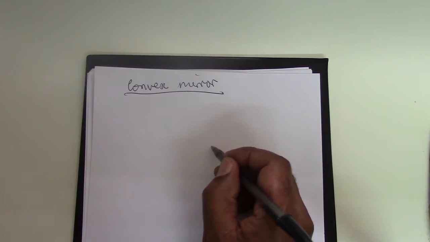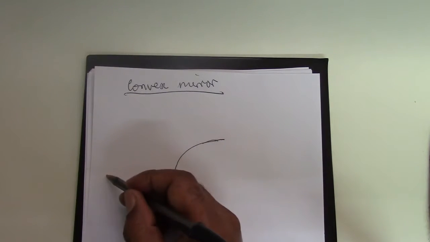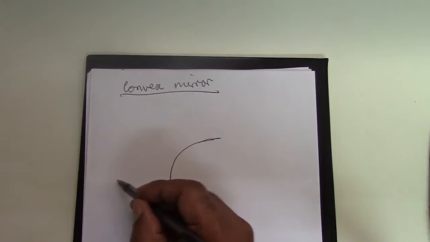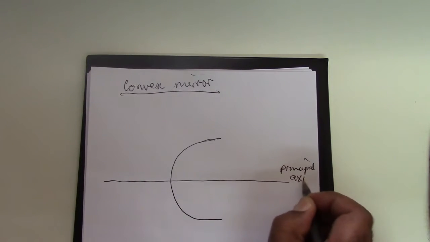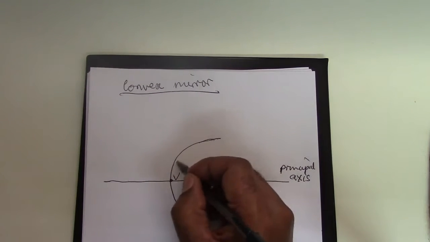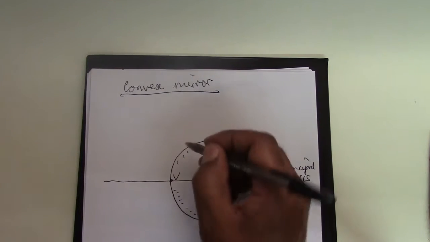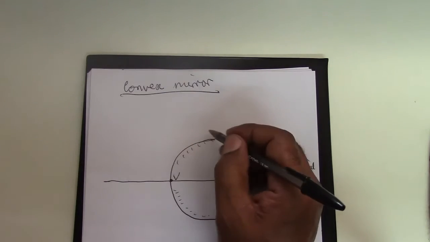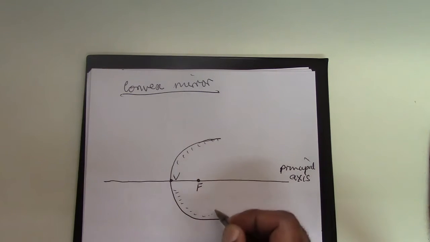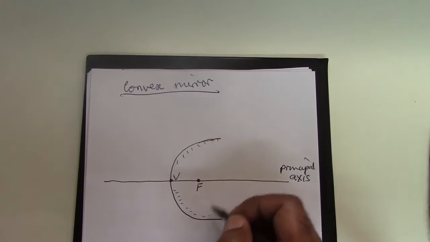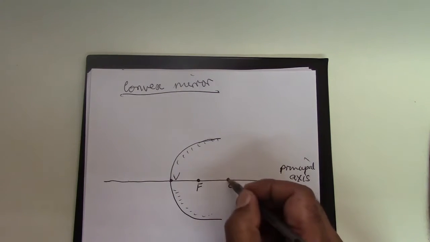Now in this case, a convex mirror, remember, it is shaped in this manner. And let's say this is our principal axis, and this is our vertex. The back part of the mirror is the non-reflective surface, while this is the front part of the mirror, which is the reflective surface. Let's assume that this is the focal point of the mirror, and let's assume that this is the center of curvature of this mirror.